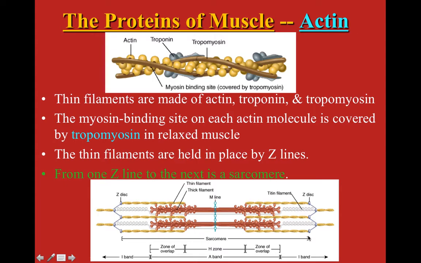If you recall the little activity we had in our notebook where you had to fill in the letters that were listed, you might want to reference that at this time. Go ahead and pause the video and check to make sure that you did the labeling correctly. All right, so back up here. From one Z line to the next is a sarcomere. So from this Z line to this Z line, this entire thing is a sarcomere.